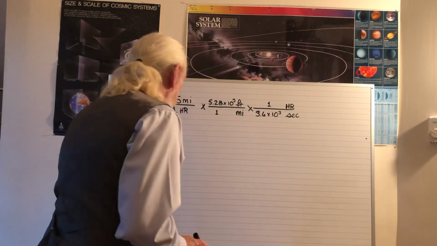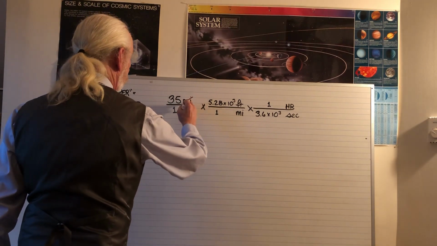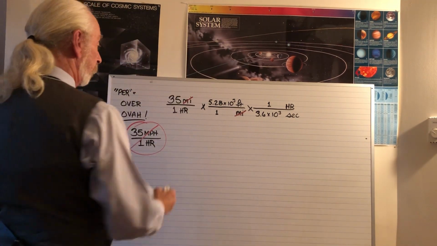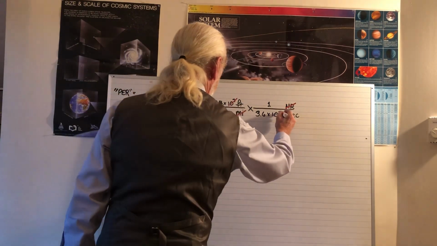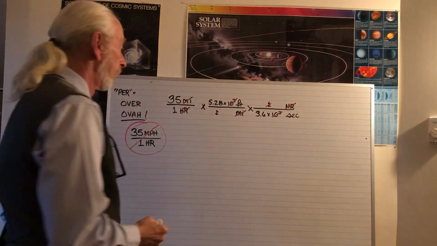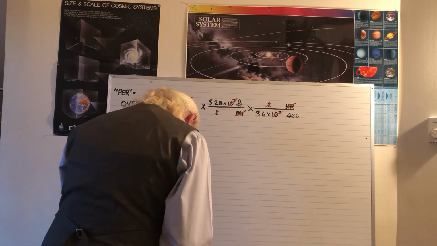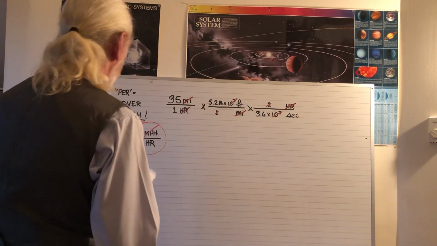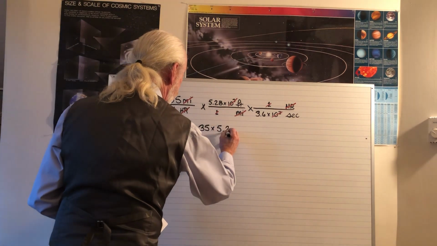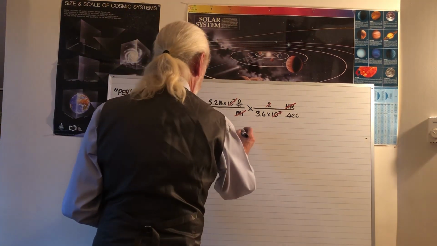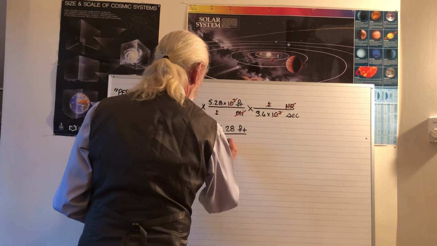Okay, now I'm going to cross cancel my terms. So what can I cross cancel? Well, I can cross cancel miles. What else can I cross cancel? Hours. What else? Oh! I can cross-cancel 10 to the third and get rid of that. Get rid of everything I can. Look at all that stuff I've gotten rid of, and I haven't crunched any numbers yet. So now, I'm going to restate with the remaining terms. What have I got left? Well, I got 35 times 5.28 feet over 3.6 seconds.